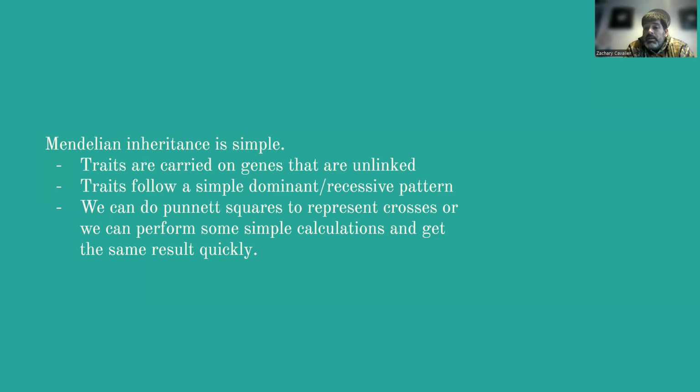And we can represent Mendelian patterns of inheritance very straightforwardly in Punnett squares. And we can do real basic math calculations to get the outcomes, and that makes it real easy for us to figure this stuff out without having to draw a Punnett square. We can just do a quick calculation. So Mendelian genetics can be fun. Mendelian genetics is very easy to get the hang of.